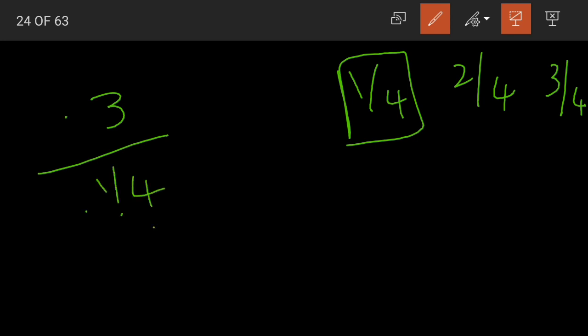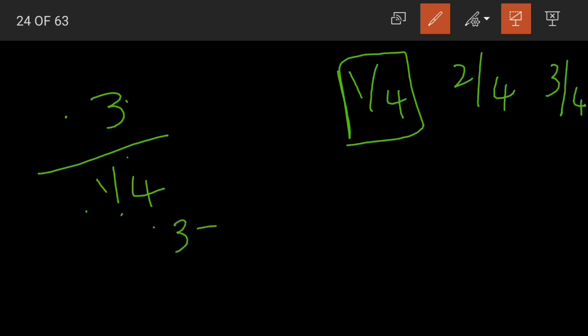3 divided by 1/4. What is it? This is a very simple logic applied here. We are finding out how many fourths are there in the number 3. 3 divided by the fourth. Yes, 3 divided by the fourth.